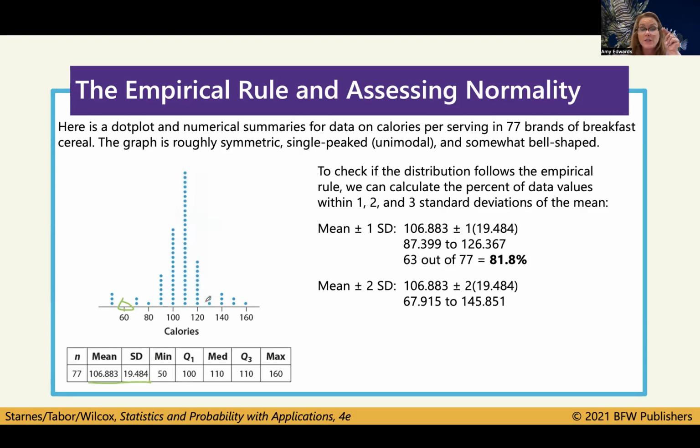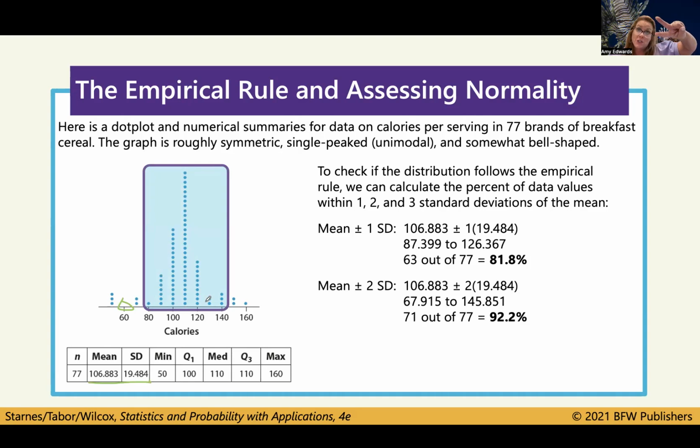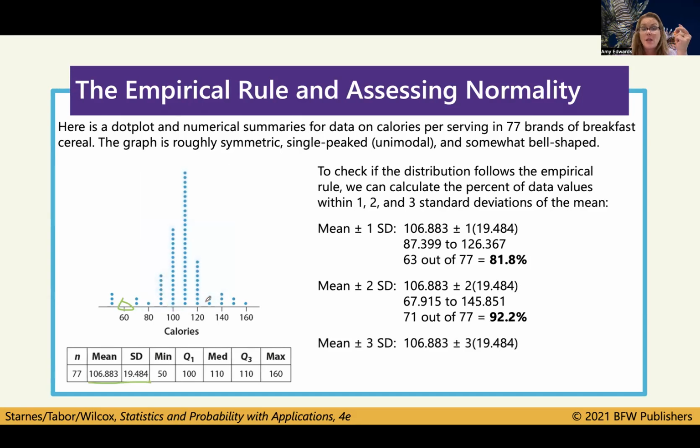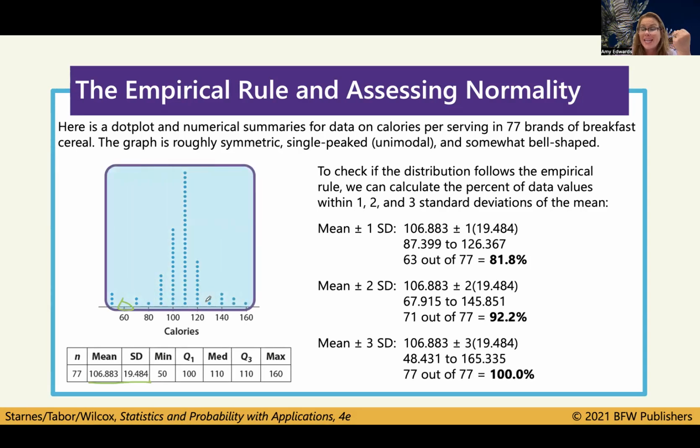2 standard deviations is going to be 67 to 145. That's giving us 92.2. And remember, within 2 standard deviations, it should be what? 95. So the first one was high. This one's a little low. 3 standard deviations, they're going to count the dots. And we get 100% of the data. What should it be? 99.7.